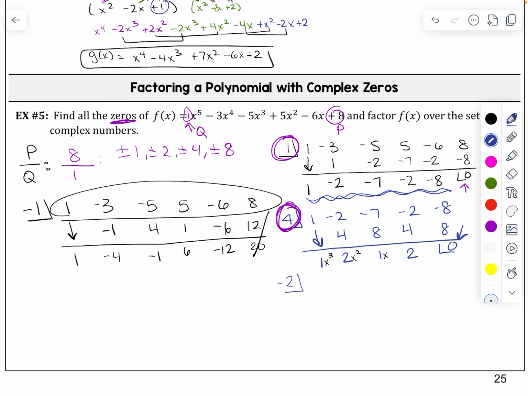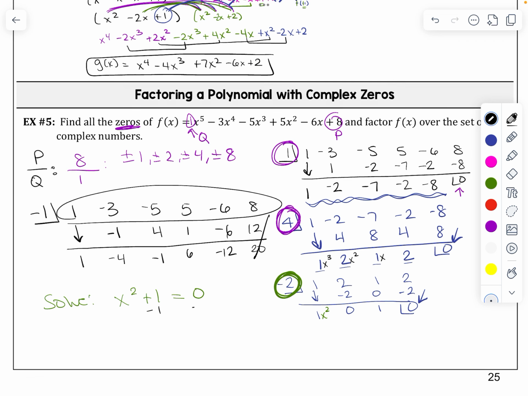Let's try -2 for fun. So I'm going to put this into those leftover polynomial coefficients. Use synthetic division, bring down the first number, multiply, add down, multiply, add down, multiply, add down, and we do have our last 0. That's a solution. This tells me I have 1 and 1x squared. So what we're going to solve now is 1x squared plus 1, set it equal to 0.